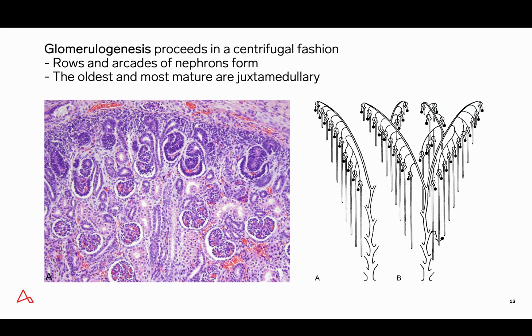Now, glomerulogenesis proceeds in a centrifugal fashion, meaning we get successive layer after layer of glomeruli formed, and this diagram shows that the glomeruli form rows and arcades of nephrons, so we have row after row formation, and glomerulogenesis proceeds outward as the fetal kidney continues to enlarge.